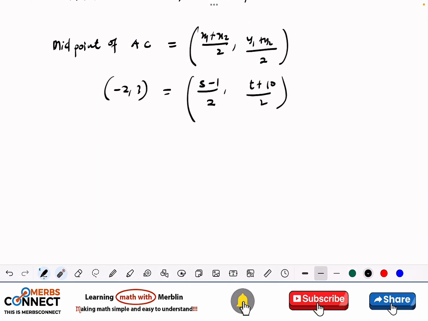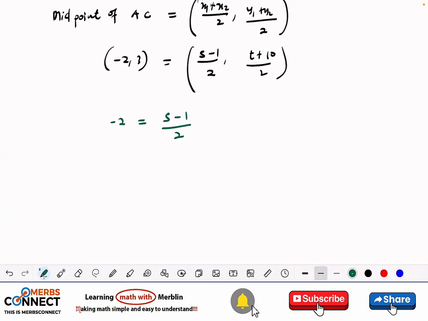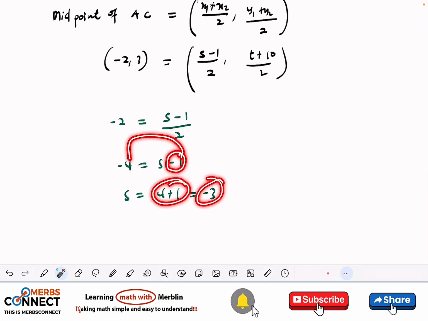Since it's midpoint, the first coordinate here is the same as the first coordinate there. The other coordinate here is also the same as this. So this is going to give us minus 2 equal to s minus 1 divided by 2. So let's try and find s. This is going to be minus 4 is equal to s minus 1, and then s is equal to minus 4 plus 1, which is equal to minus 3, right? So just multiply this one by this, minus 4. Then I move this one to this side, giving us this.